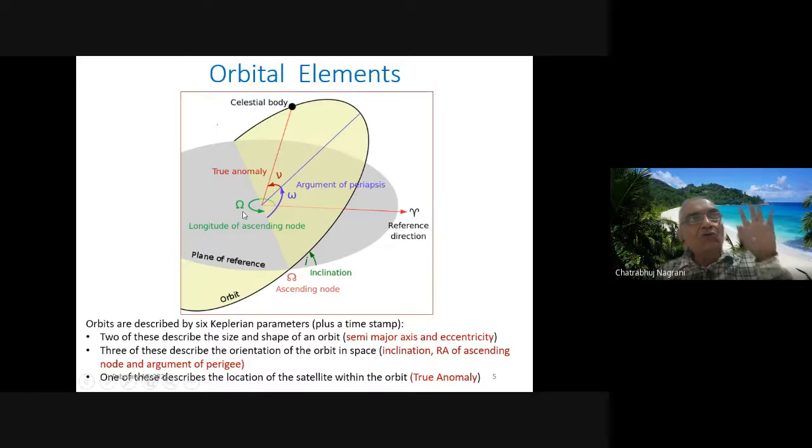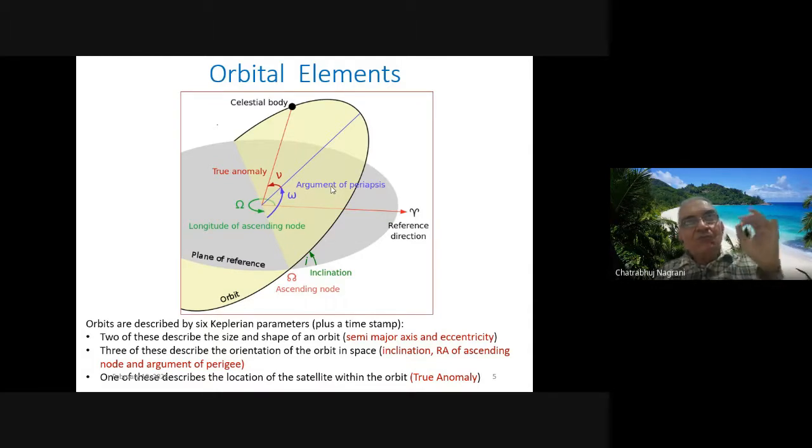Now, how do you determine, or how is an orbit defined? That we have to understand. Let us say that I want to define an ellipse. What parameters do I need for an ellipse? I need eccentricity and semi-major axis. So if two parameters are there, I can define an ellipse. So I have defined the satellite's orbit.